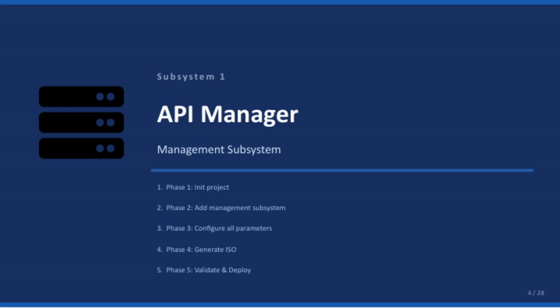Now let's look at the 5 key phases of our project workflow. We start by initializing the project, laying down the foundation. Then, we add the management subsystem, which keeps everything organized. Next, we configure all the parameters to fit our needs precisely. After that, we generate the ISO, the packaged output. Finally, we validate and deploy, making sure everything works smoothly in the real world. This structured approach keeps us on track from start to finish.